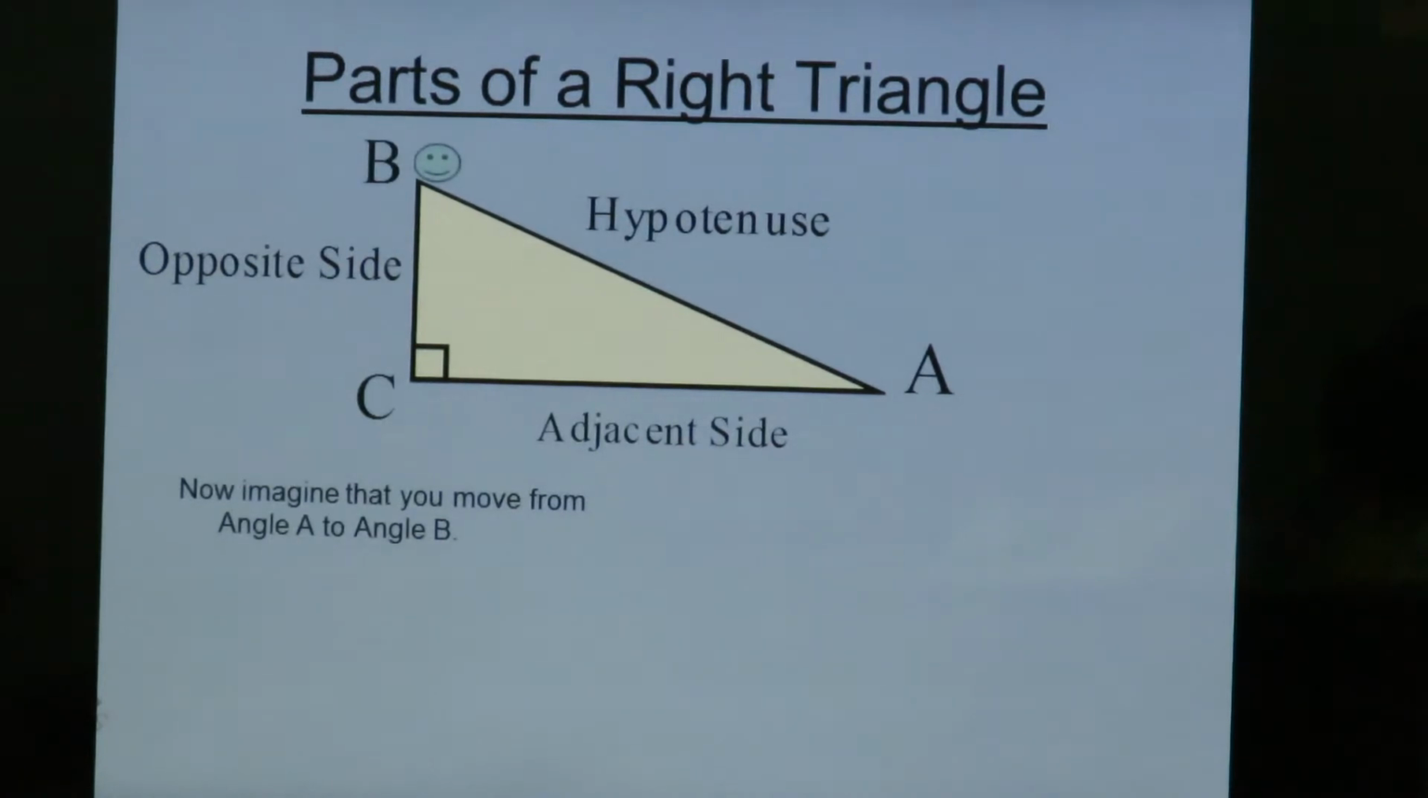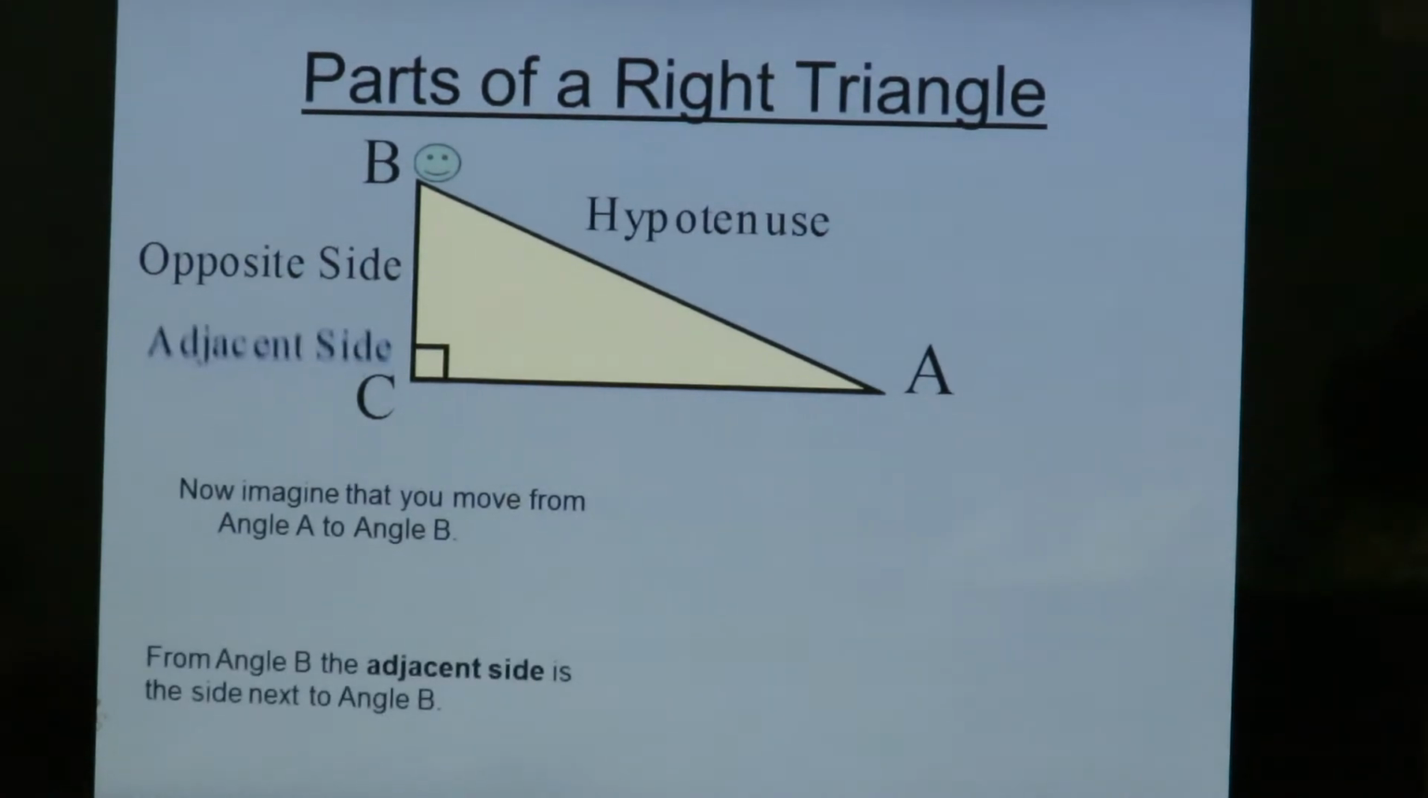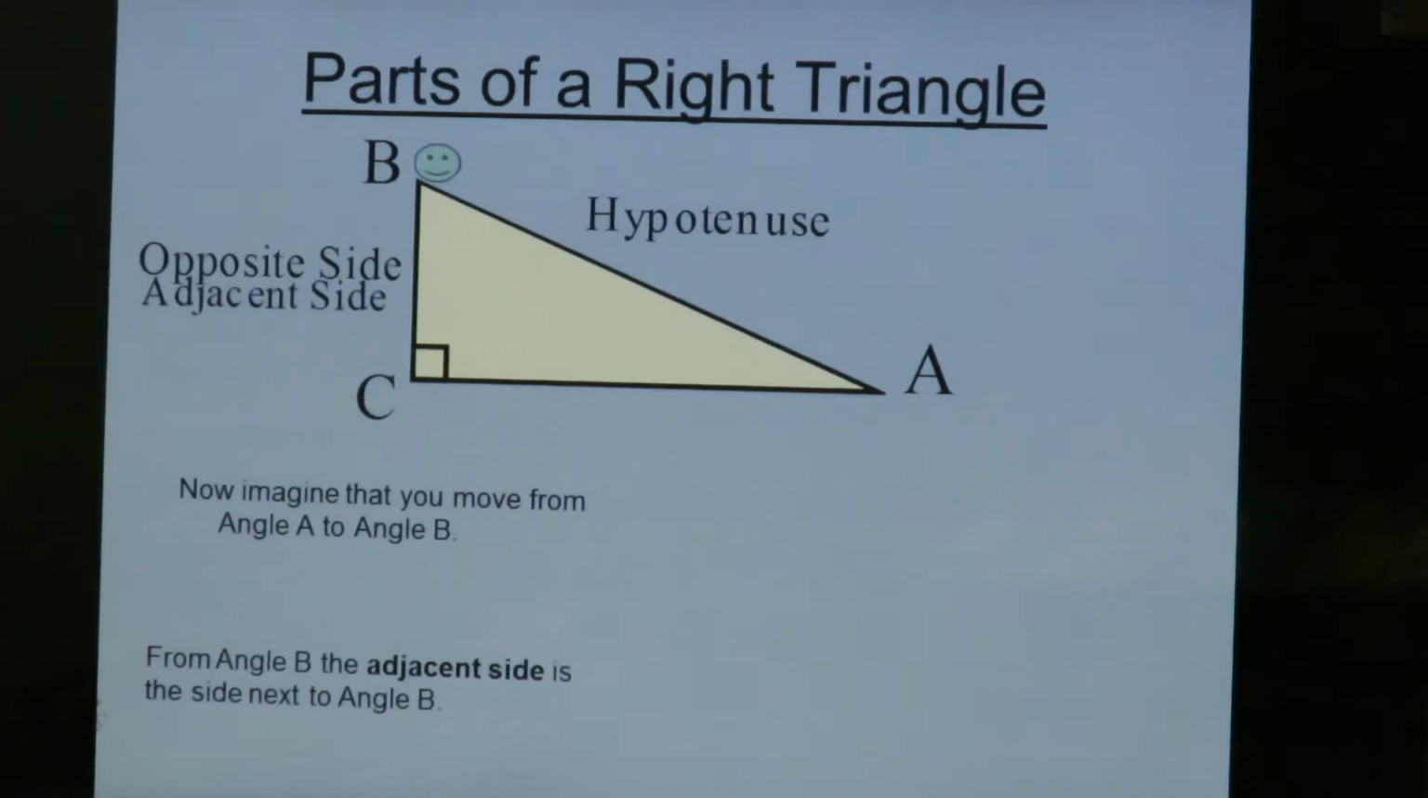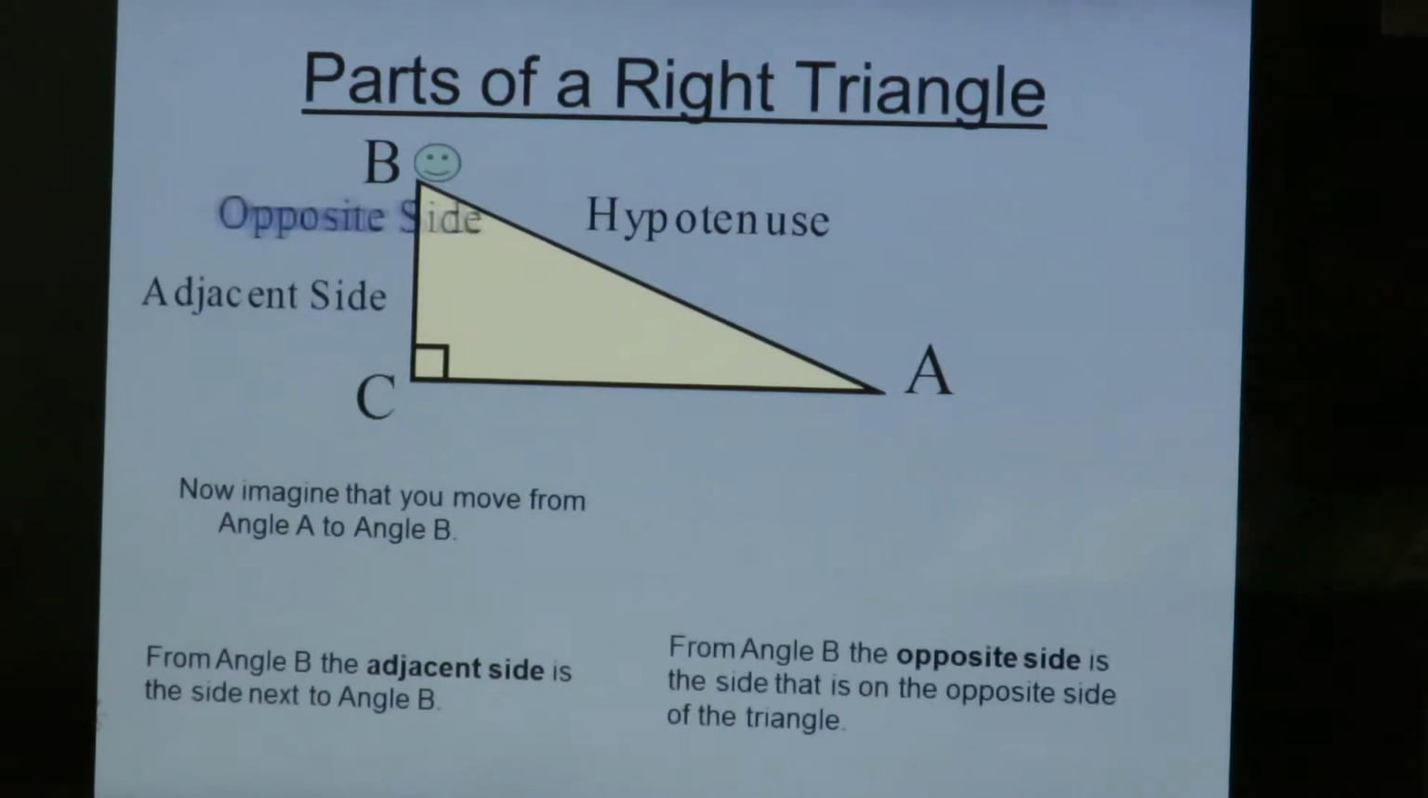Now imagine that you move from angle A to angle B. From angle B, the adjacent side is the side next to angle B. From angle B, the opposite side is the side that is on the opposite side of the triangle.